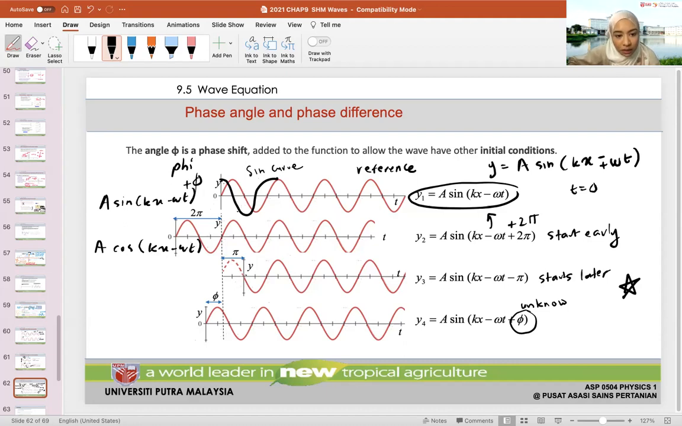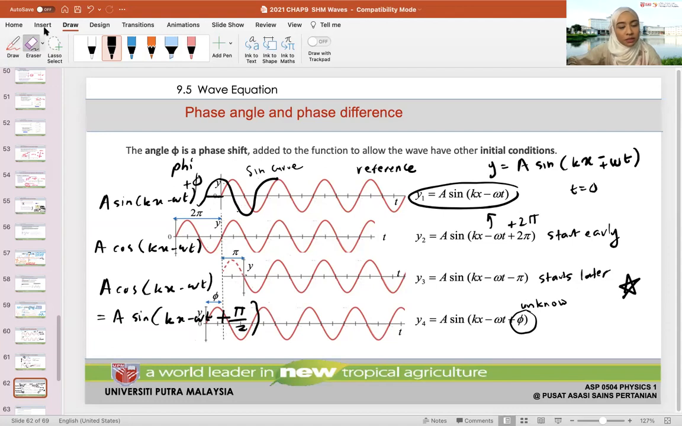So kalau my cosine starts earlier by, what is this? T over 4, lambda over 4. Lambda over 4 is pi over 4, is it? No, it's pi over 2. So A cosine kx minus omega t is equal to A sine kx minus omega t. It starts later, so it's going to be a positive pi over 2. So you can relate it like that. Is it important? Not really. But I'm just telling you.